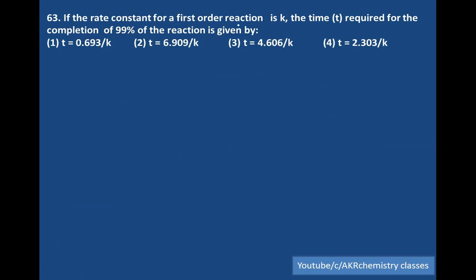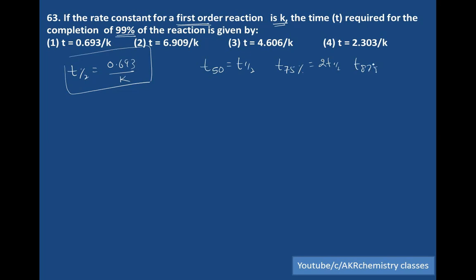If the rate constant for a first order reaction is K, first order they have given, we know that T half is 0.693 divided by K for the first order reaction. What is the time required for the completion of 99%? T 50% is always equal to 1 half life. T 75% is always equal to 2 half lives. T 87.5% is always equal to 3 half lives. T 90% is always equal to 3.3 half lives.